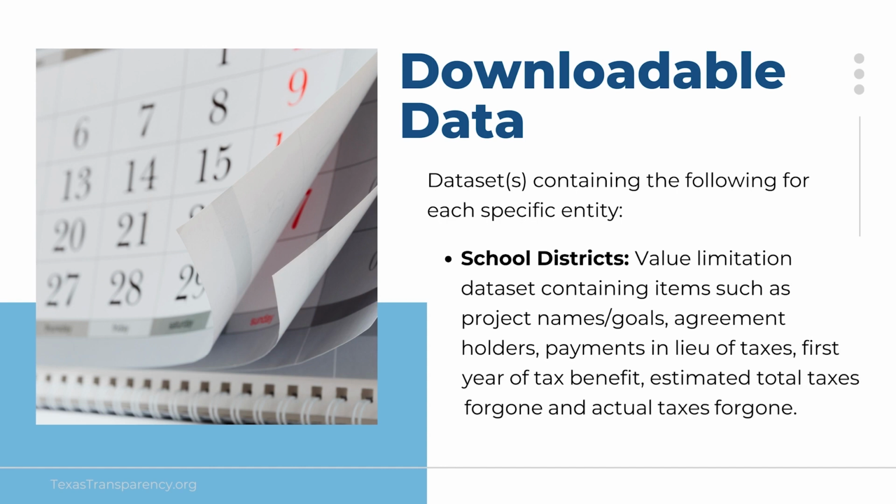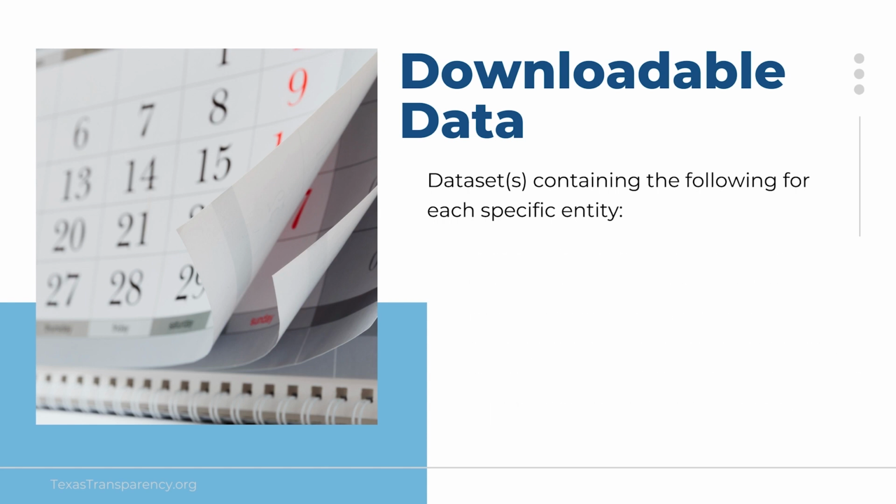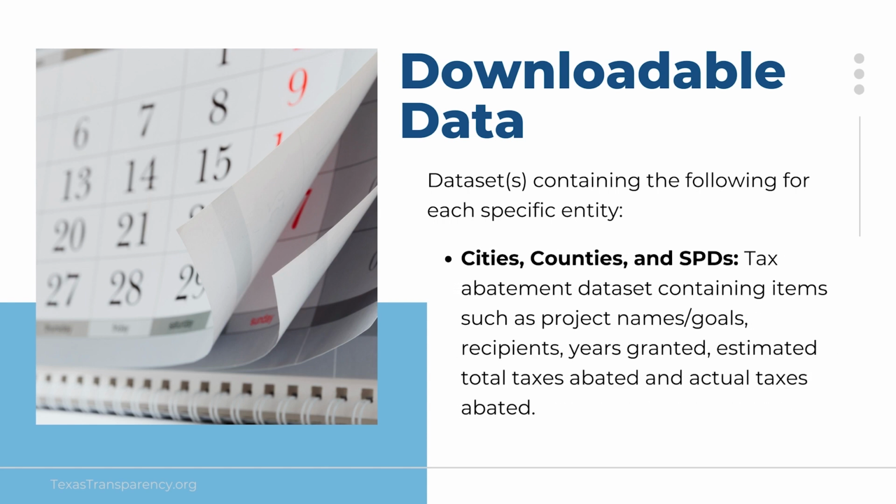School districts should display a value limitation dataset containing items such as project names or goals, agreement holders, payments in lieu of taxes, first year of tax benefit, estimated total taxes foregone, and actual taxes foregone. Cities, counties, and special purpose districts should display a tax abatement dataset containing items such as project names and goals, recipients, years granted, estimated total taxes abated, and actual taxes abated.